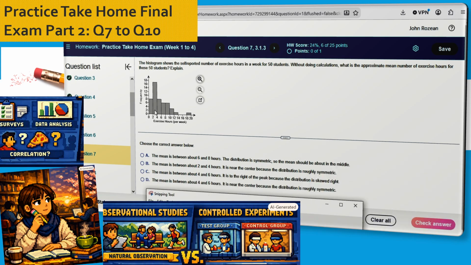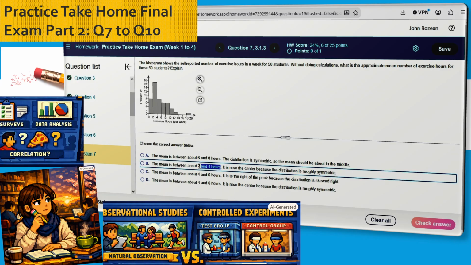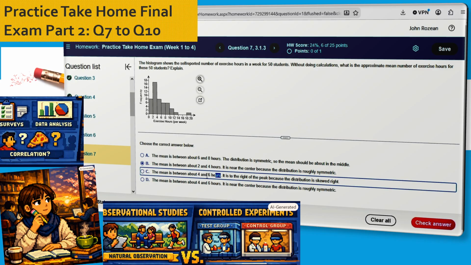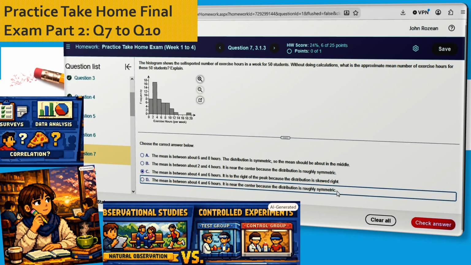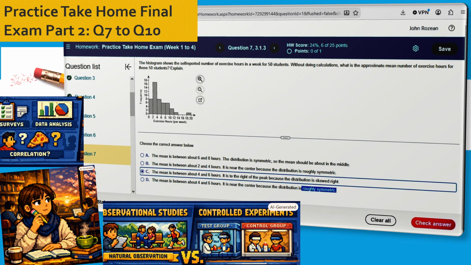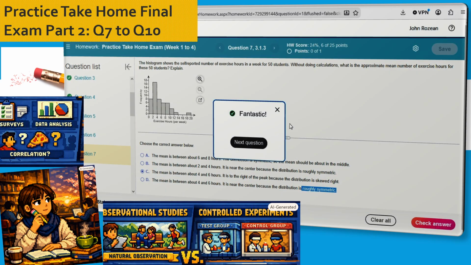I would say the median is between 2 and 4 when it's describing that right there. The mean, I'm thinking, yeah, 4 to 6 would be about right. I would almost think it would be over here, but 4 to 6 is the best estimate we can go with based upon this. It's skewed right. See what's wrong with D. It says it's roughly symmetric. So our answer has to be C.